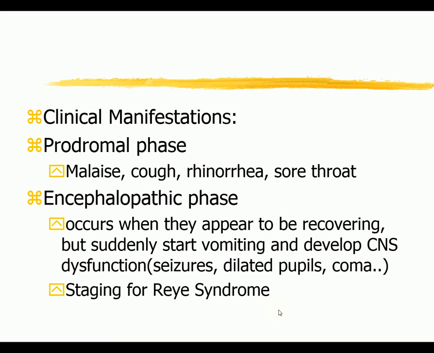In the prodromal phase, you're going to see malaise, cough, rhinorrhea, sore throat. Then you'll have an encephalopathic phase where they will appear to be recovering from their viral illness and all of a sudden have this extreme vomiting. And then seizures, dilated pupils, coma. And then you would get into the staging of Reye syndrome, which occurs in up to 5 stages. Of course, you want to catch it in stages 1 through 2 and prevent it from going to stages 3 through 5, because it does get more debilitating.